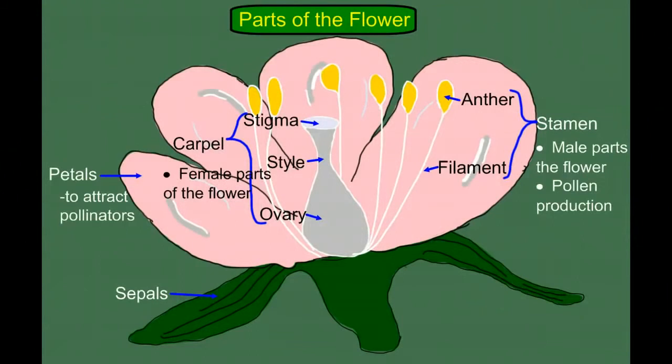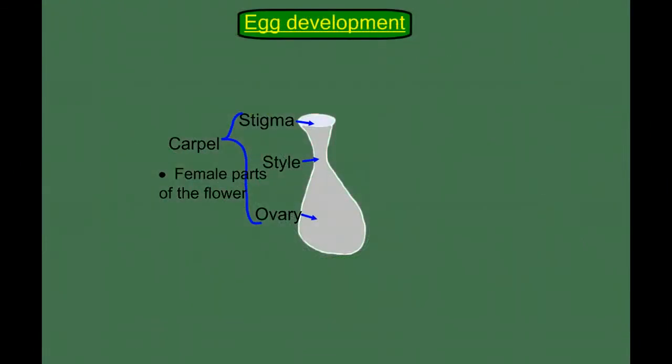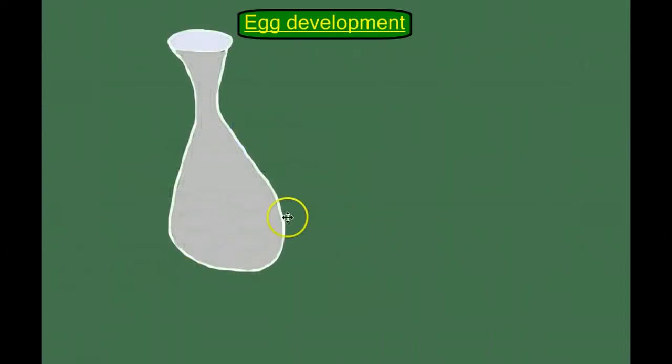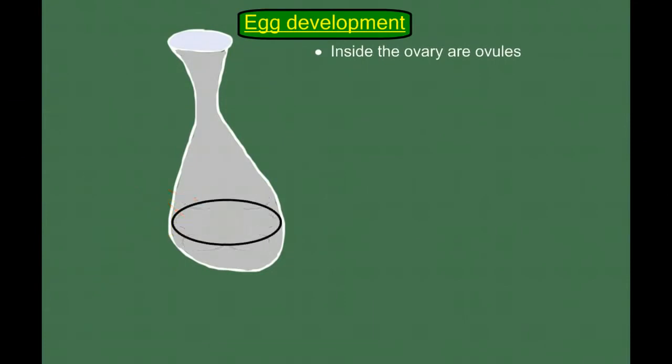Now let's look at what's happening on the female side of things, inside the carpel. If we could look inside the ovary, we would see many structures, sometimes more than one, sometimes just one. These structures are egg-producing structures. They're called ovules. So inside the ovary, there are ovules. For simplicity's sake, I'm just going to draw what happens in one ovule. So in an ovule, inside the ovary, again, there's a diploid cell.